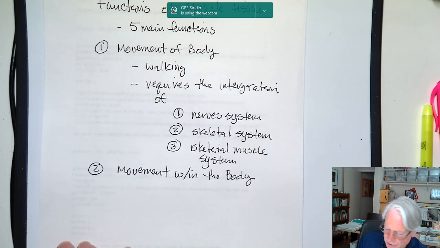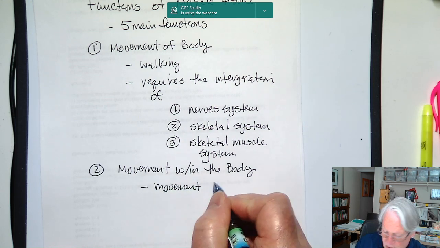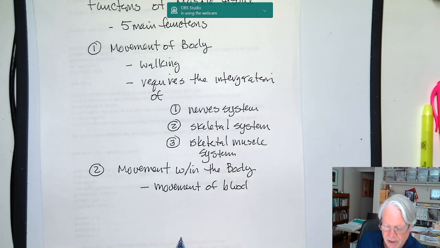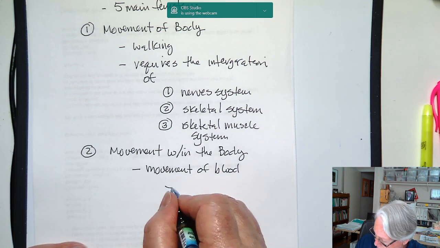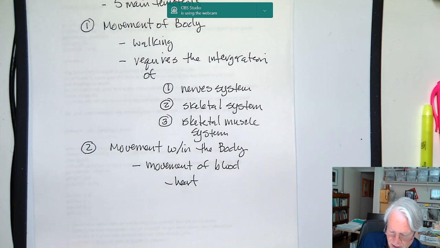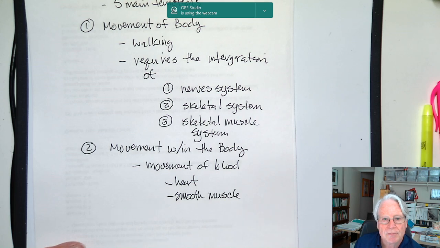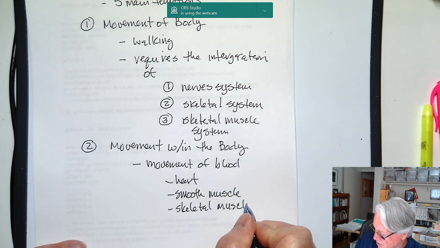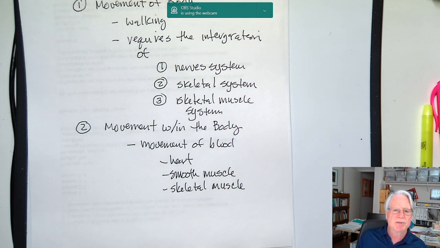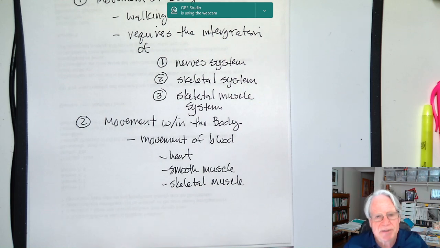Number two is movement within the body. And this plays out in a number of different ways. So, for example, movement of blood. Okay. And the muscle systems that are involved in this, obviously, would be the heart. So that would be cardiac muscle tissue. But also smooth muscle is playing a role here, as well as skeletal muscle. It's easy to think about just simply the heart as pumping blood, but the other two muscle systems are also playing a role. Smooth muscle controlling, for example, the diameter of blood vessels, and thus directing blood flow into different parts of the body, also helping to maintain blood pressure.